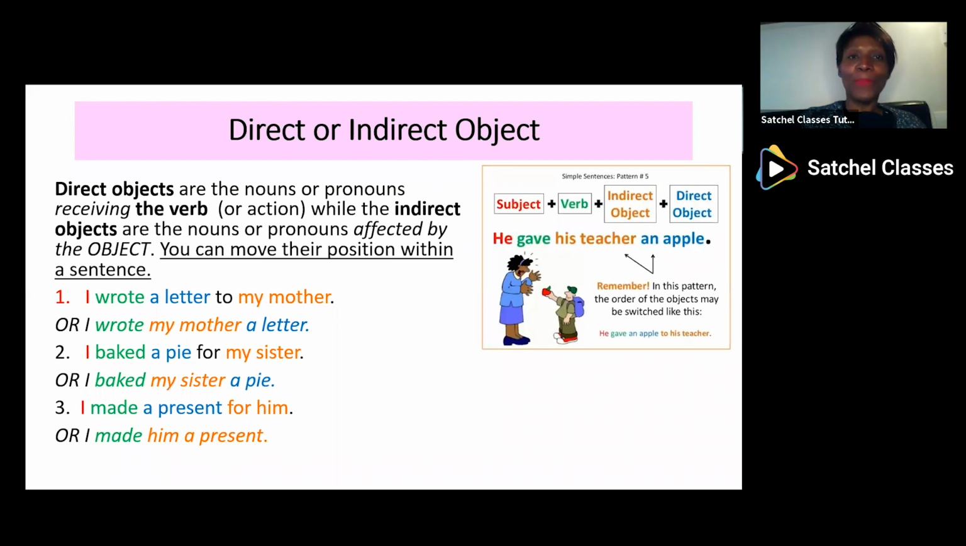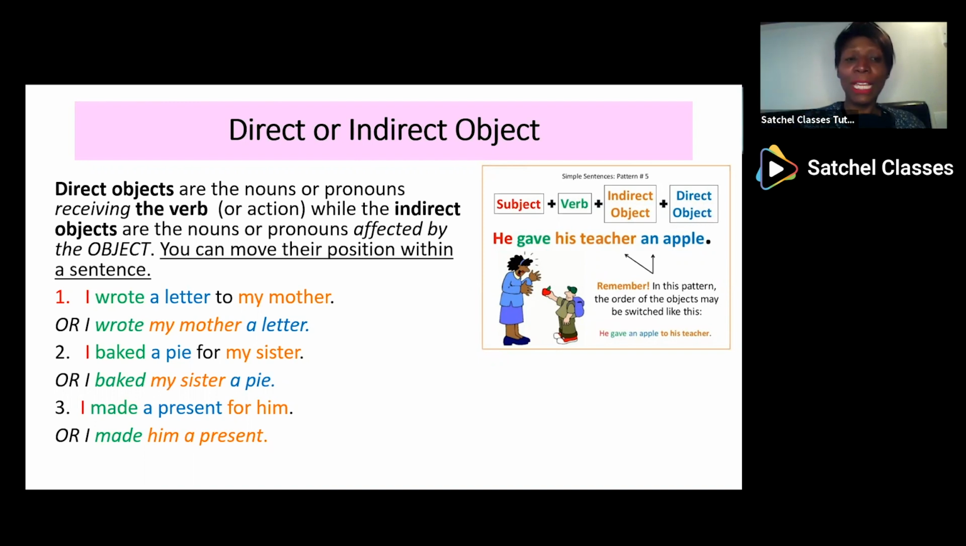He wrote to you. However, sometimes the object is direct and sometimes it's indirect. So the direct object, what we looked at just now, they receive the verb, but the indirect object is somehow affected. So, for example, I wrote a letter to my mother. My mother is an object as well, but she's an indirect object because I didn't write my mother, I wrote a letter to my mother. The same with this one. I baked a pie for my sister. I didn't bake my sister, I baked a pie for my sister. So they're both objects, but my sister is an indirect object.